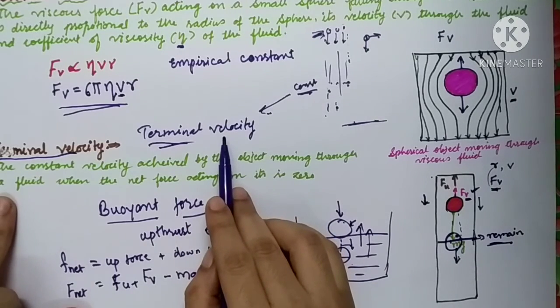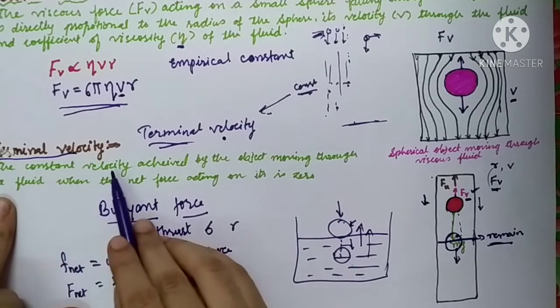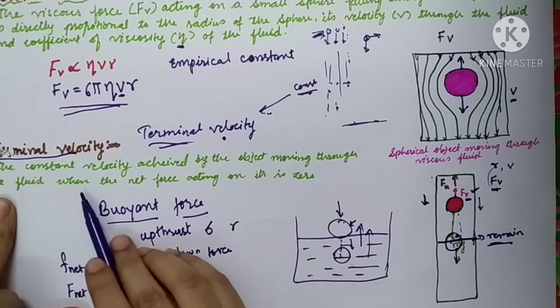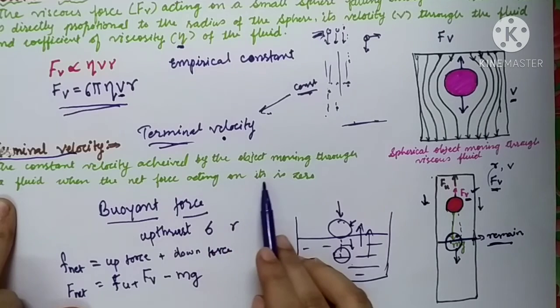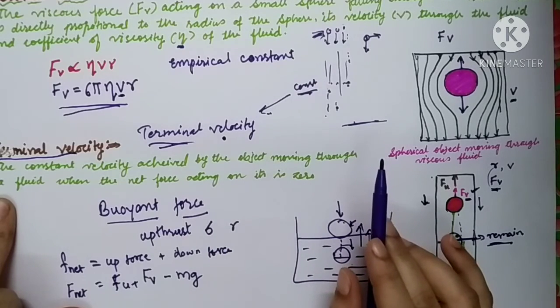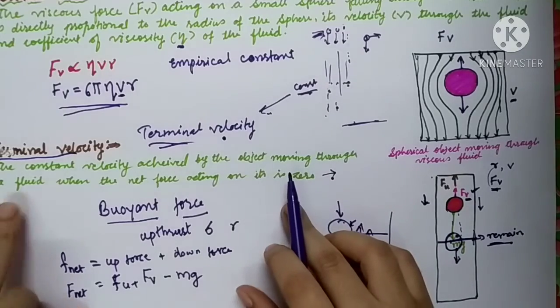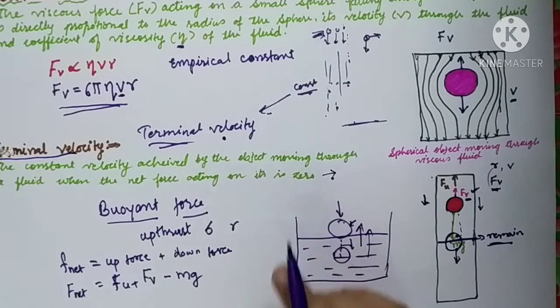So let us see how it is defined. The constant velocity achieved by an object moving through a fluid when the net force acting on it is 0. It's so simple. Now let us derive the formula for it as well. Let's go for the derivation of terminal velocity here.